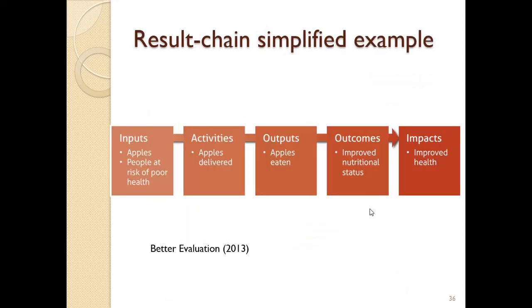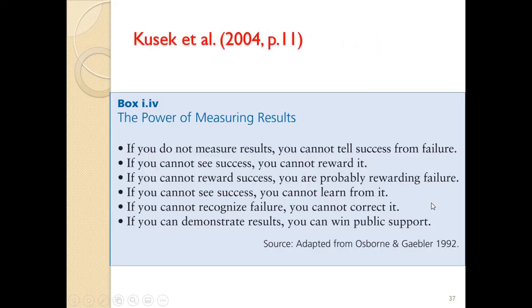Okay, so the results chain simplified. You have inputs, activities, outputs, outcomes, and impact. So, apples: you have people at risk of poor health. Then you distribute apples, and then apples are eaten. And if apples are eaten, then there is improved nutritional status, and therefore improved health, and therefore you have a reduced number of people at risk of poor health. Okay, so that's the results chain, as you can see.